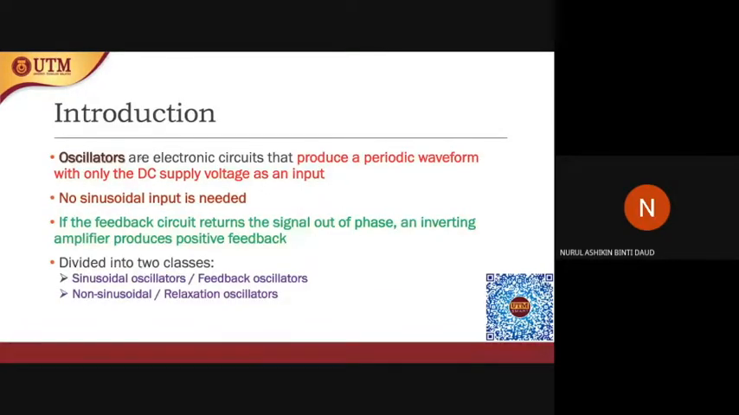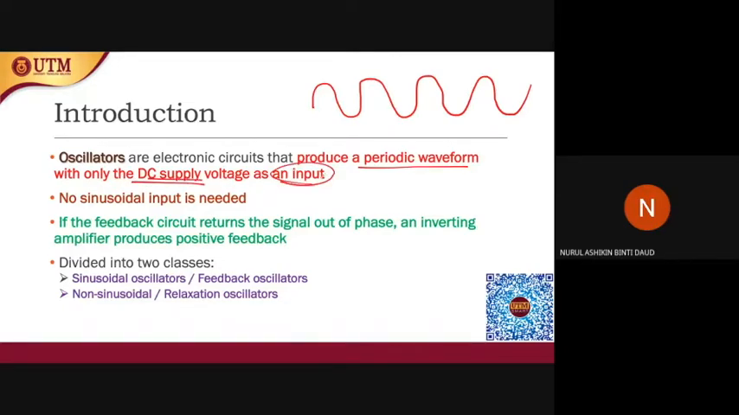So, introduction: what is an oscillator? An oscillator is an electronic circuit that produces a periodic waveform. A periodic waveform, you can see that the waveform is uniform, with only a DC supply voltage as an input. There is no sinusoidal input needed for an oscillator, only the DC supply. Later on we will see, since there is no sinusoidal input, how a waveform can be represented at the output of the oscillator.